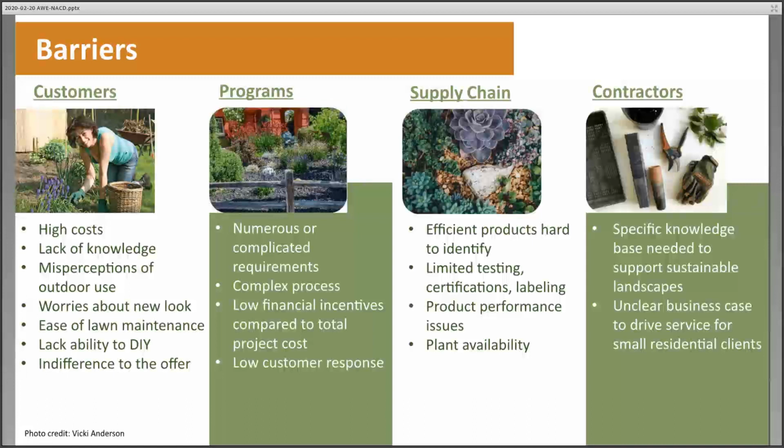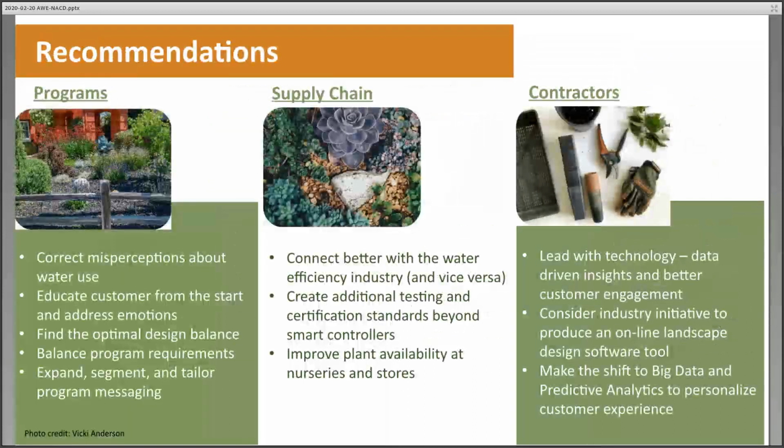And then on the supply chain side of things, it can be hard to find efficient products. There are testing and certifications like WaterSense labels for irrigation controllers, but there isn't as much going on in terms of certifications and regulation as there is with fixtures and appliances like toilets, shower heads, and clothes washers. And then the contractor base is a huge thing here, that we as an industry need to plug into and make sure they've got the knowledge and the motivation to promote sustainable landscapes.